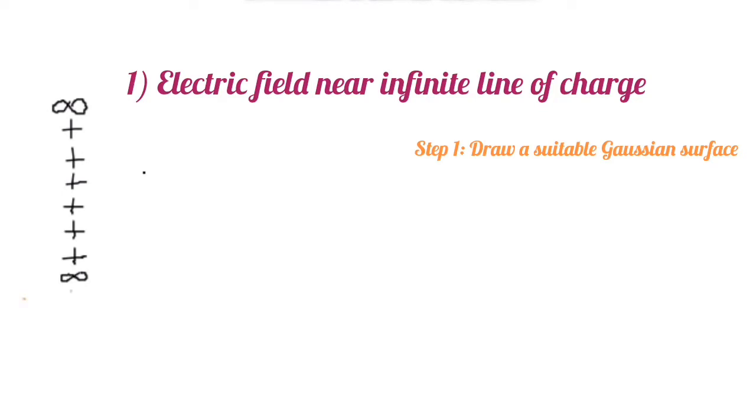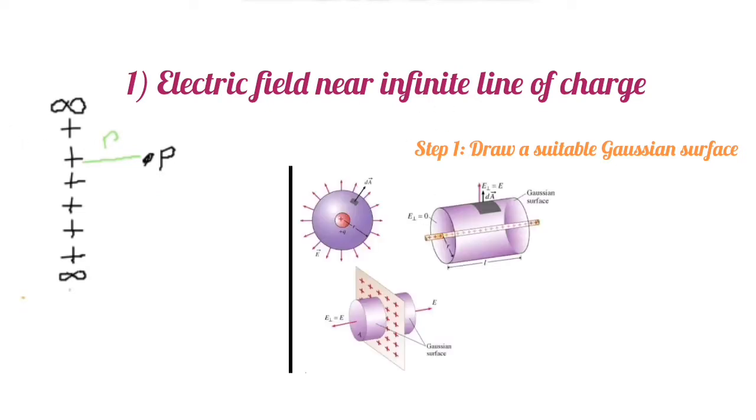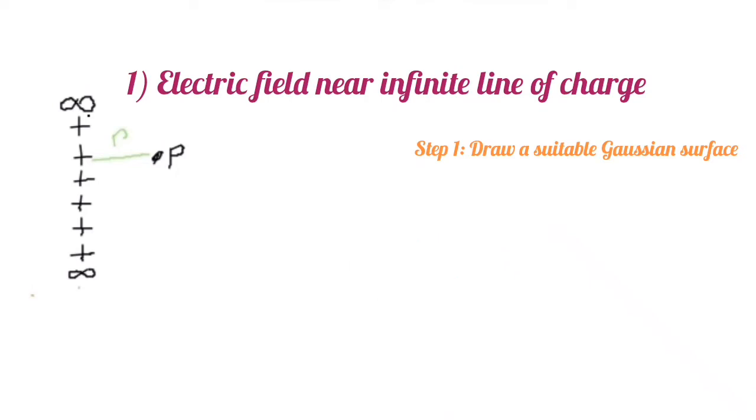Step 1. Draw a suitable Gaussian surface around the point at which you want to find the electric field. Let's say it's at point P at distance r from the line of charge. Remember, there are 3 Gaussian surfaces: cylindrical, spherical, and planar. So which one do we use? Usually, if the object has length like this, use cylindrical. I'll be drawing the Gaussian surfaces in dotted lines because they actually aren't real.